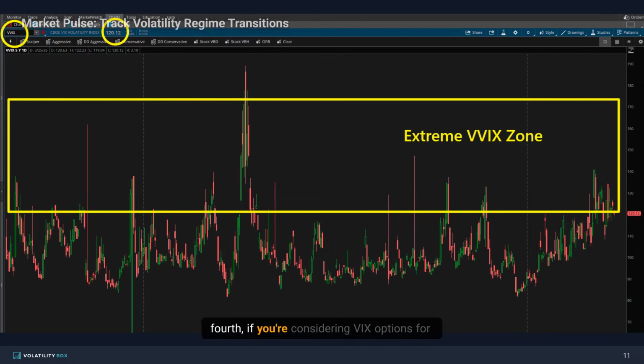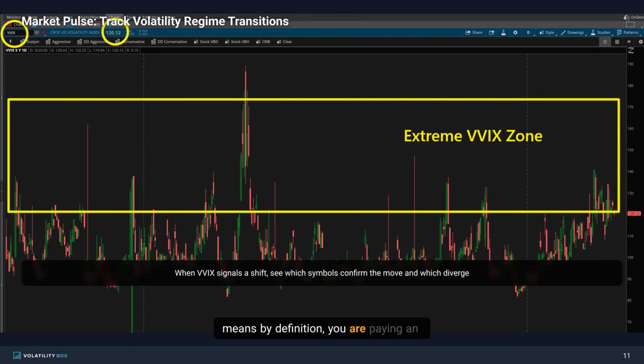Finally, fourth, if you're considering VIX options for hedging, understand that VVIX at 120 currently means by definition you are paying an elevated premium. A VIX 30 call today costs more than it would if, say, the VVIX was trading at 85. So use that to A, determine your sizing, and B, determine how many you would want to actually buy. You can also use things like the market pulse to track volatility regime transitions across all of the different symbols in the market to understand when we might be changing from, say, a stage of acceleration to deceleration, or vice versa for long positions.